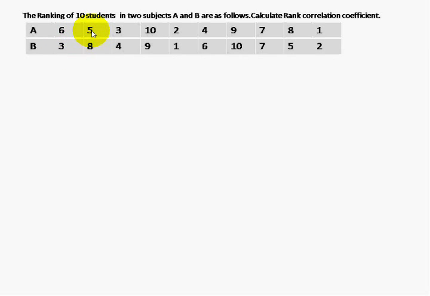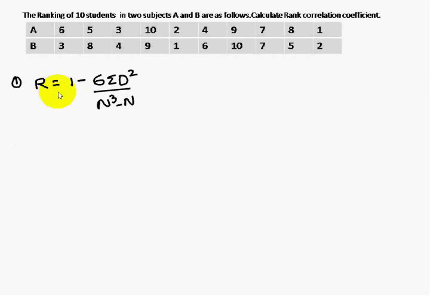The second student's rank is 5 in subject A, and his rank is 8 in subject B. Third person's rank in subject A is 3 and the rank in subject B is 4, like that he has given. Then how to calculate the correlation coefficient? The formula is 1 minus 6 sigma d square by n cube minus n.